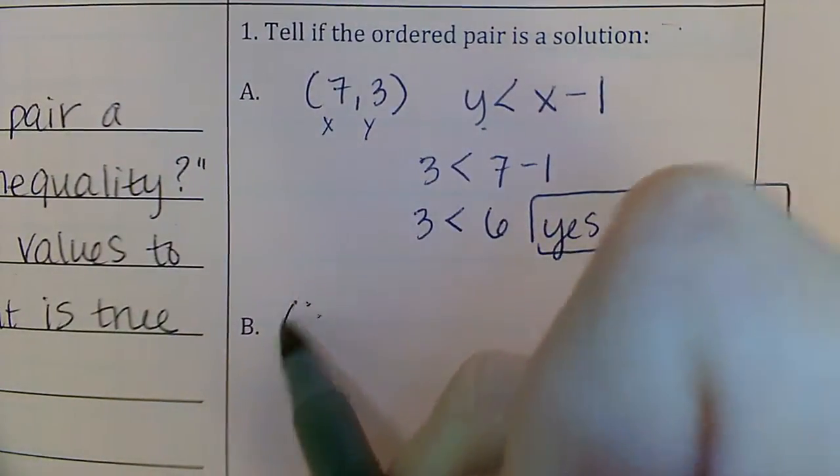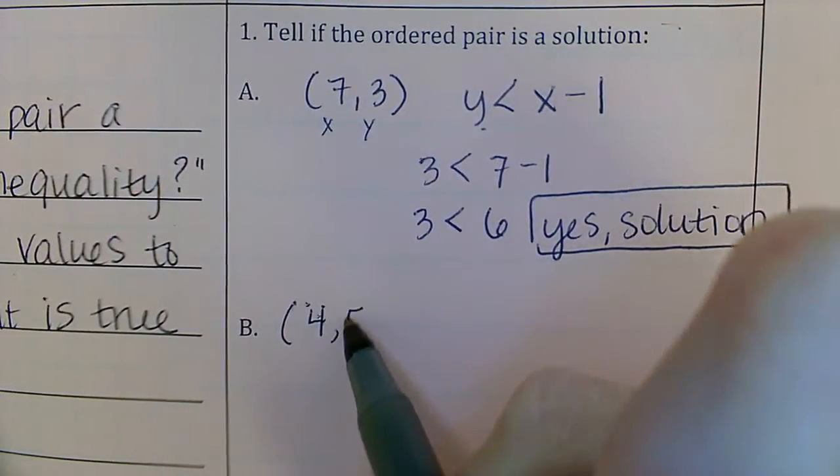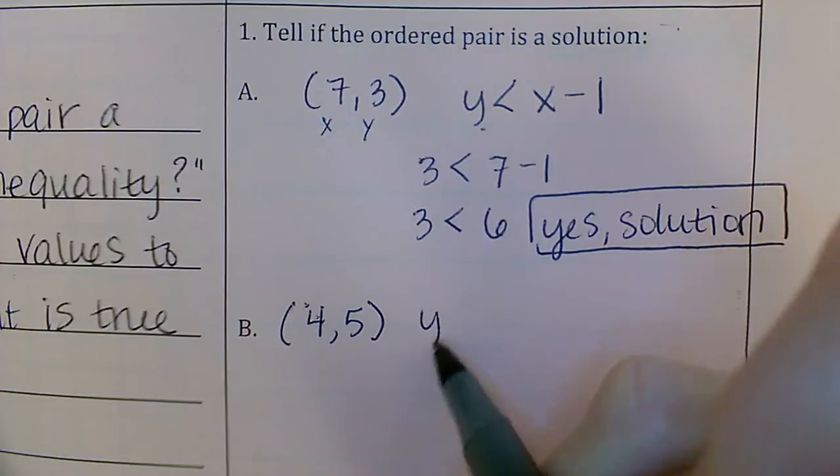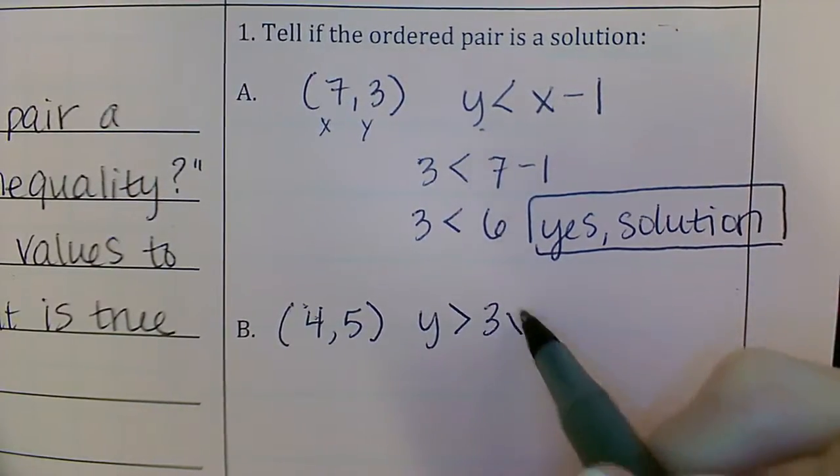Okay, let's try another one. Let's do 4, 5. Inequality would be y is greater than 3x plus 2.